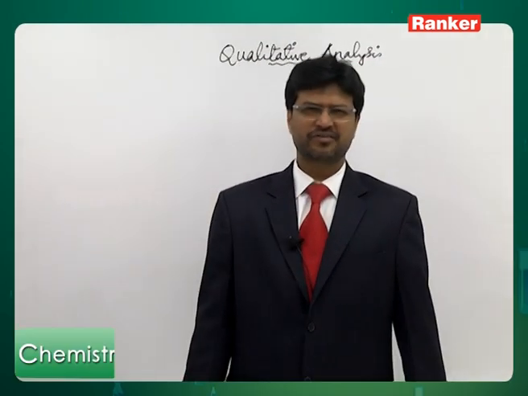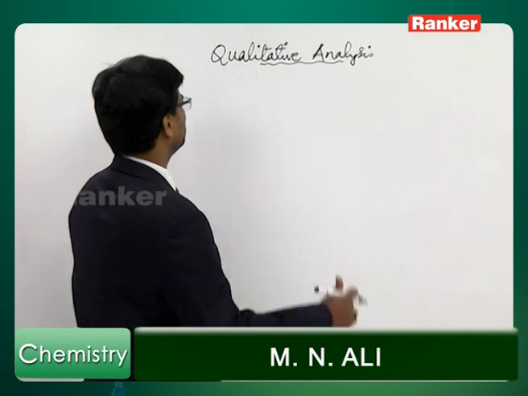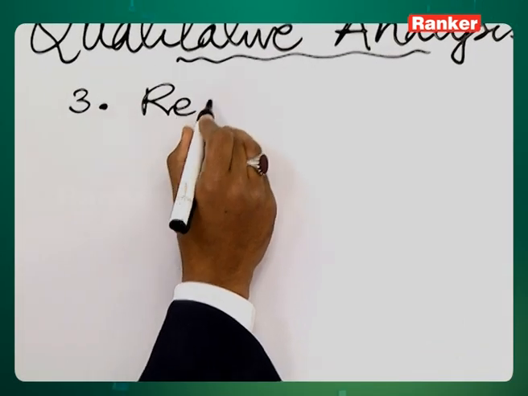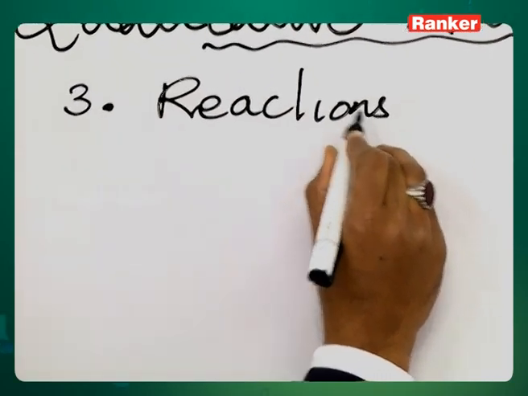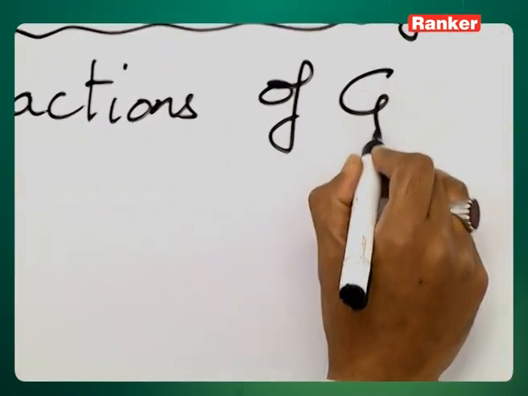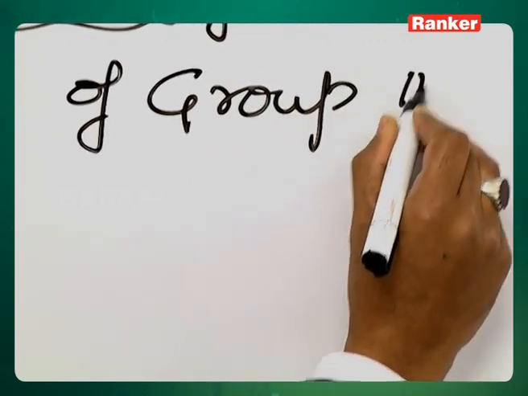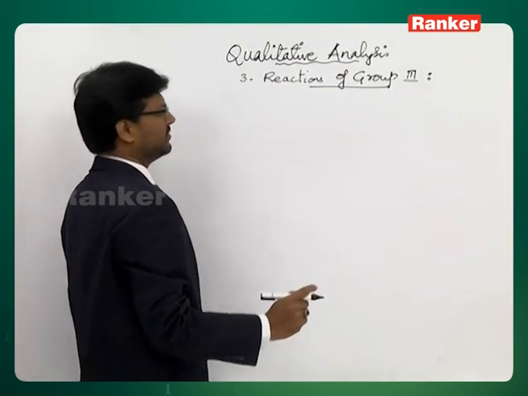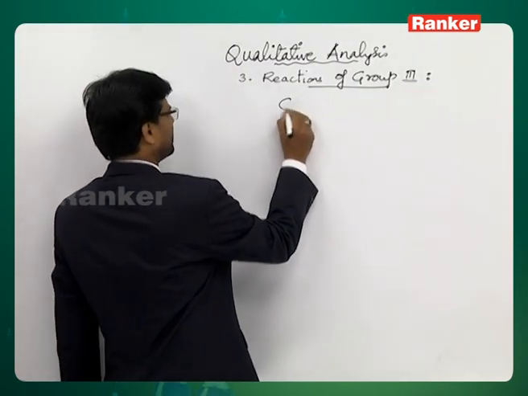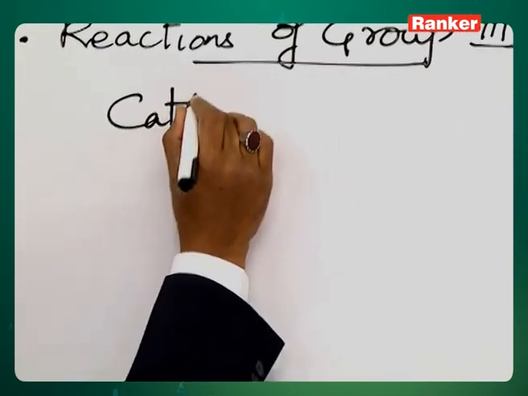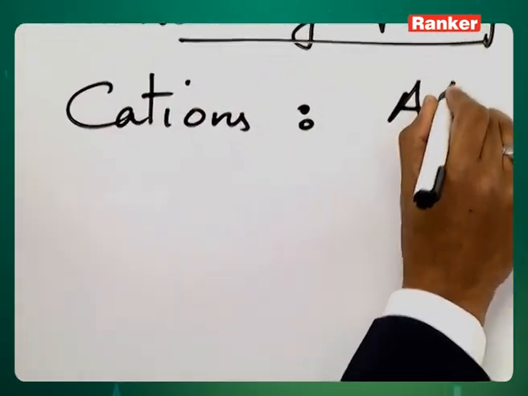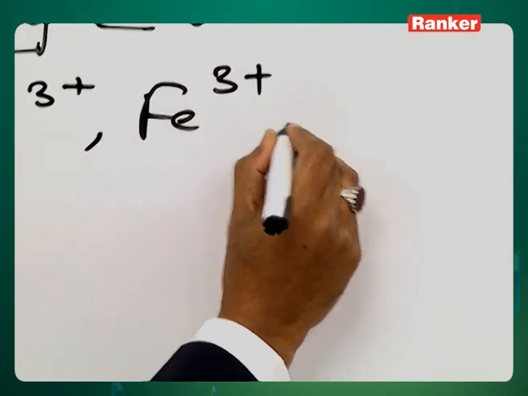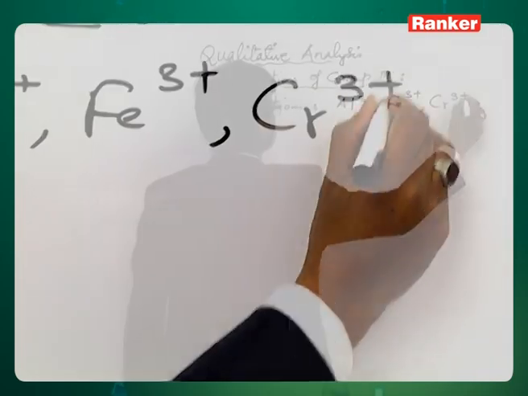Let's now learn about reactions of group 3. Reactions of group 3 cations. The cations present in group 3 are Al3+, Fe3+ and Cr3+.